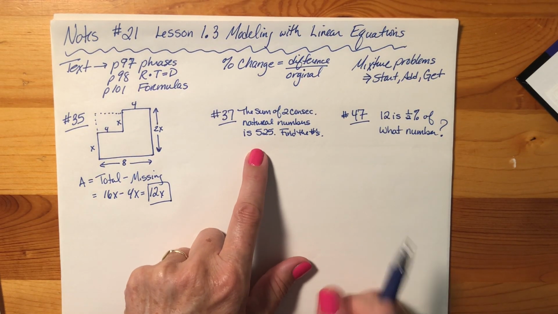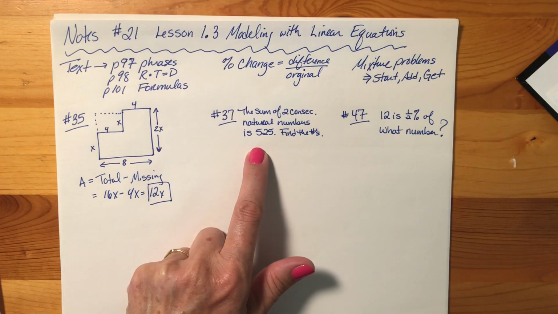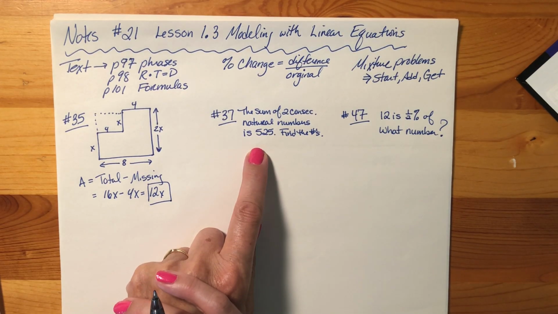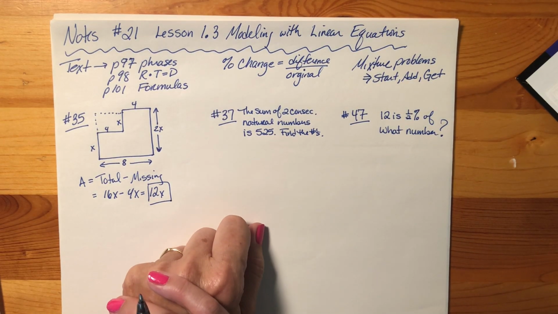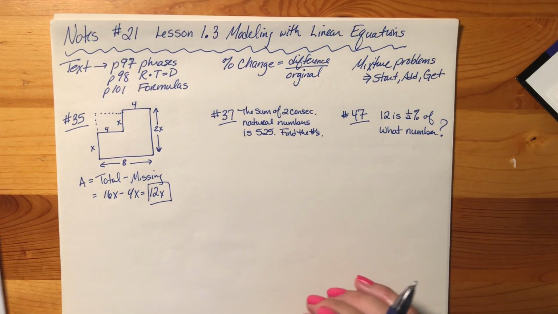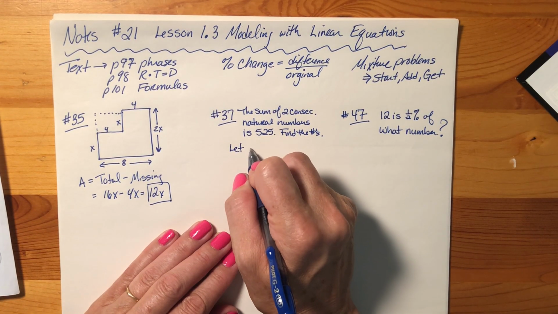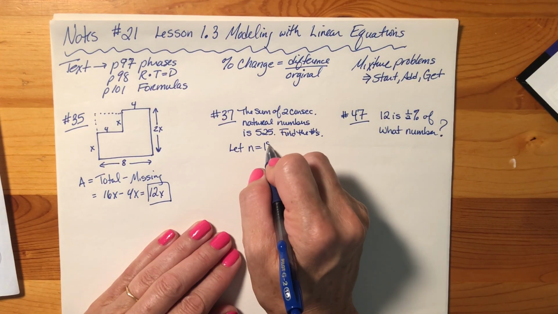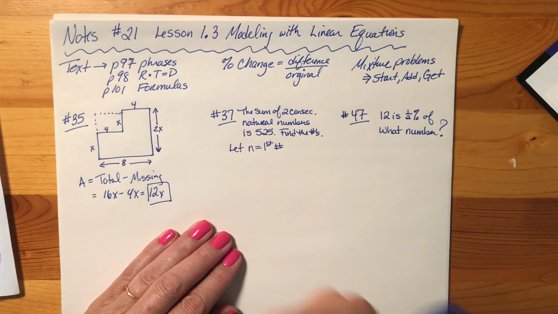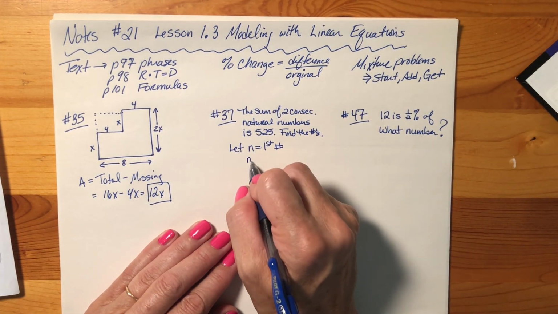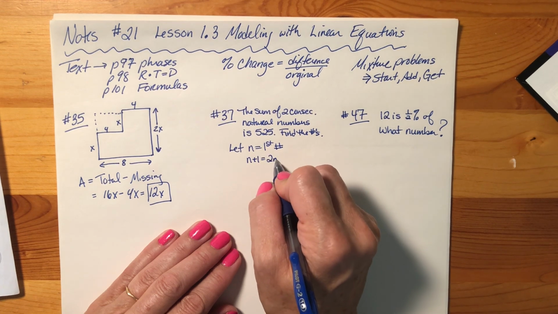Number 37 asks me to find the sum. It tells me, the sum of 2 consecutive natural numbers is 525. Find the numbers. Okay, so let's see. We need a let statement. We need to tell our reader what we're doing. So let's say let n equal the first number. And then since they're consecutive, I would say n plus 1 is equal to the second number.